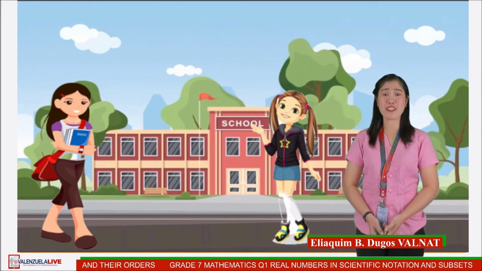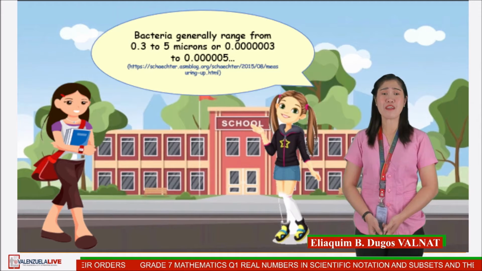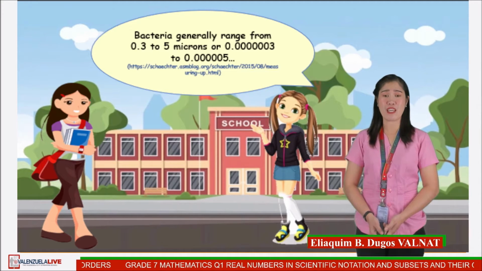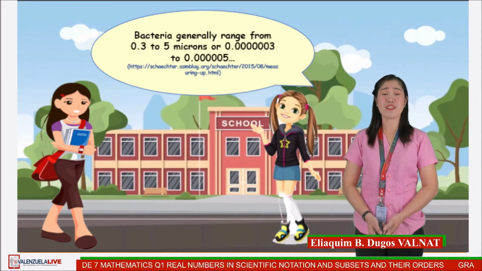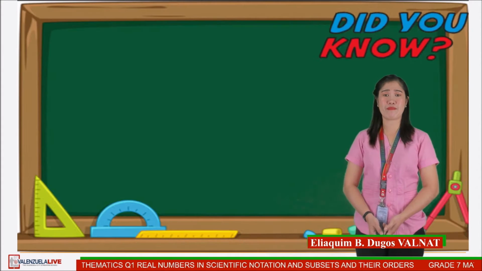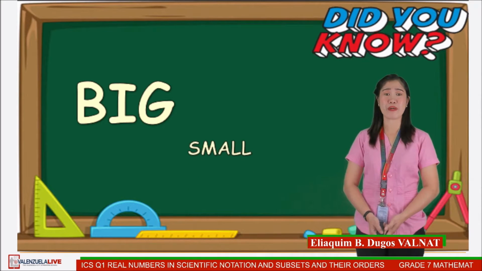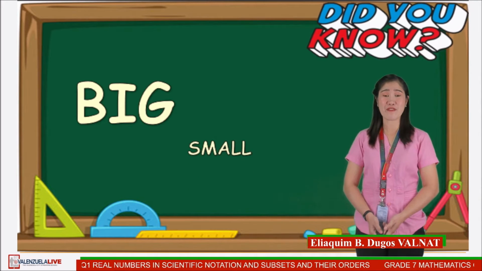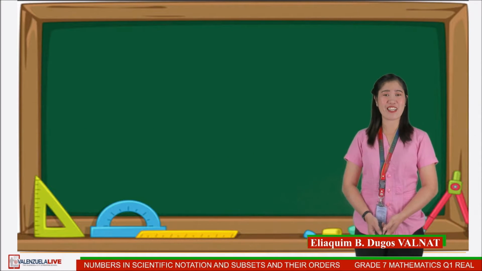Meanwhile, Grace's research is about bacteria. Bacteria generally ranges from 0.3 to 5 microns, or 0.000003 to 0.000005. Did you know that these big and small numbers can be written in scientific notation? But what is a scientific notation?